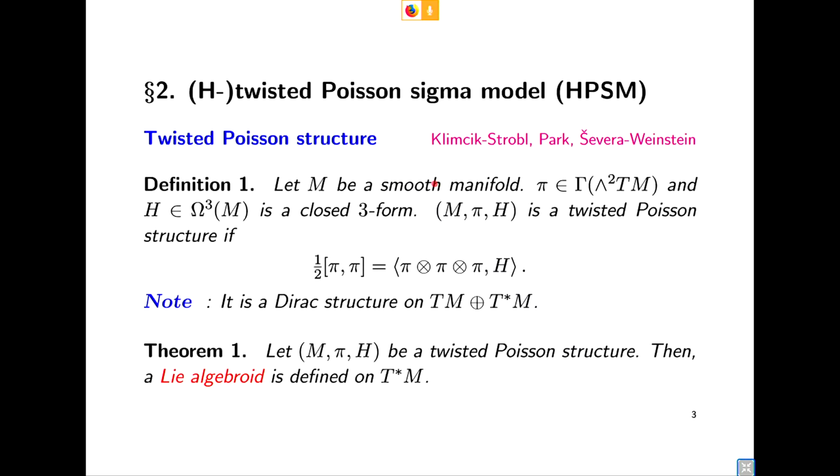The twisted Poisson structure is this one. Let M be a smooth manifold, π a bivector, and H a closed three-form. If π and H satisfy this identity, this is called a twisted Poisson structure. And this bracket is the so-called Schouten bracket on multivector fields.